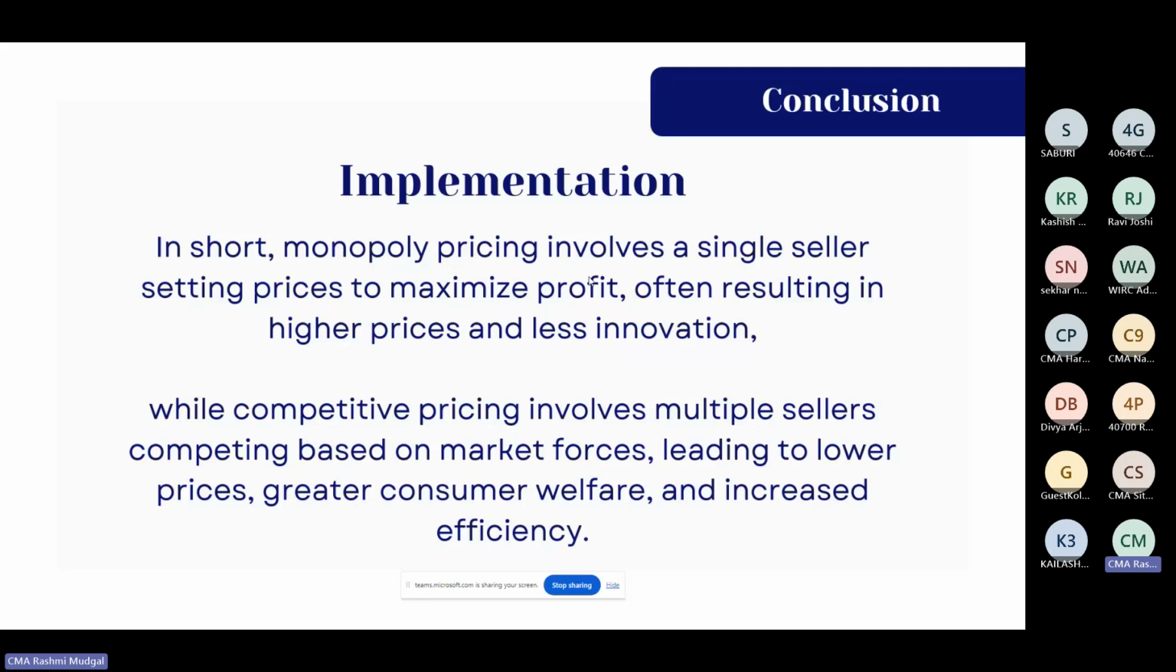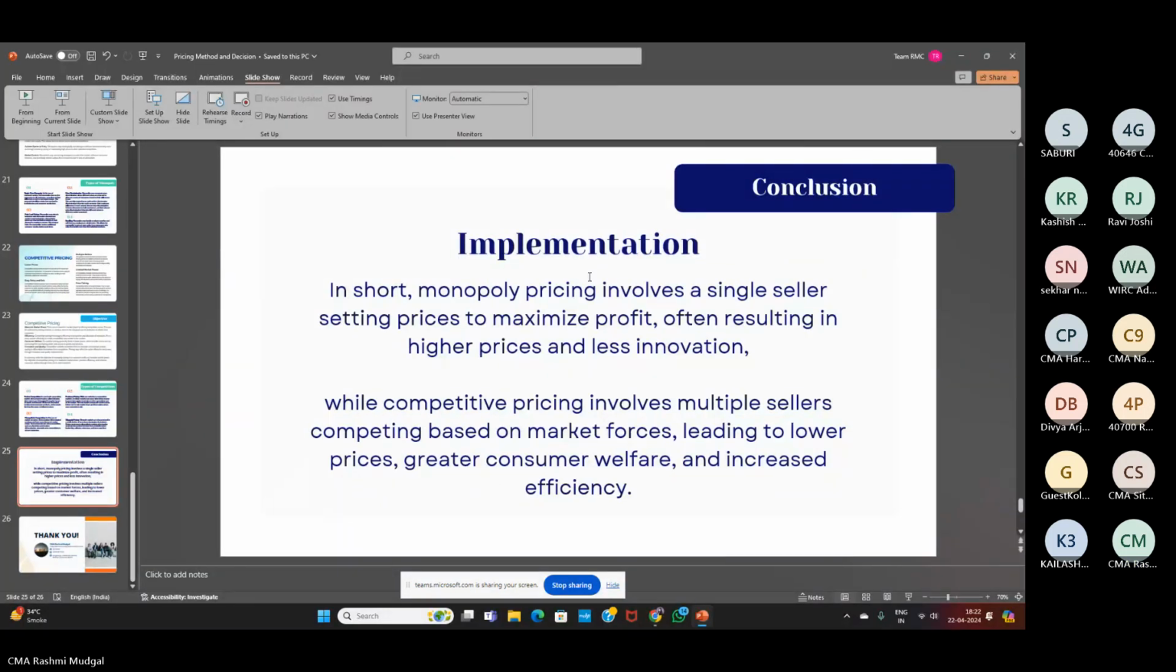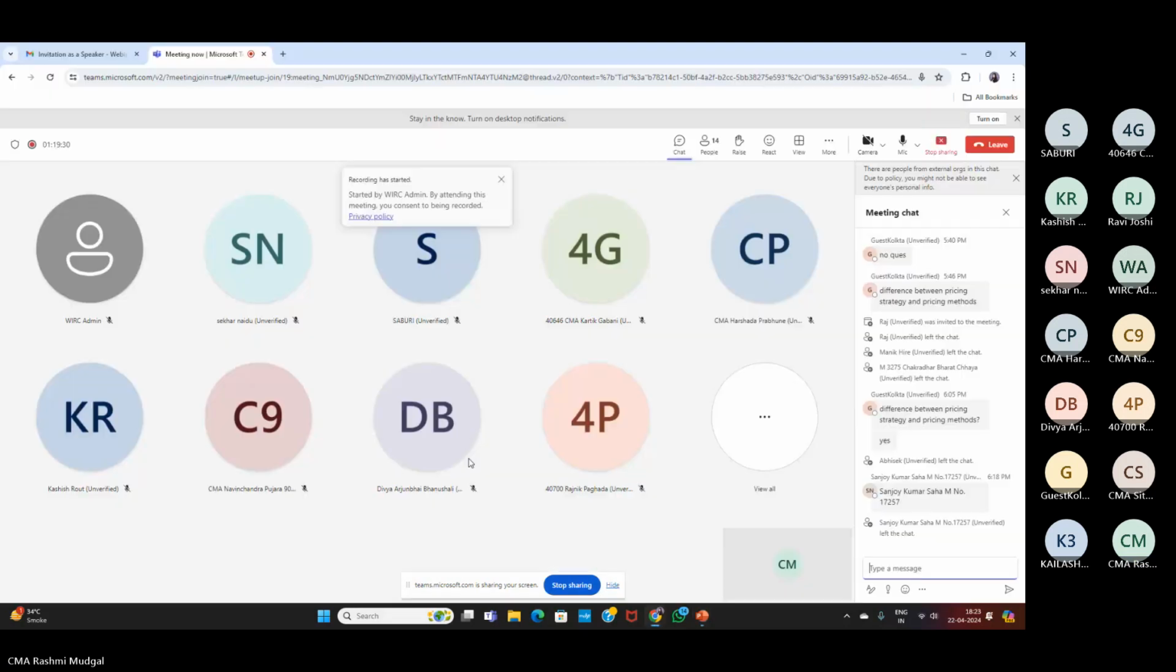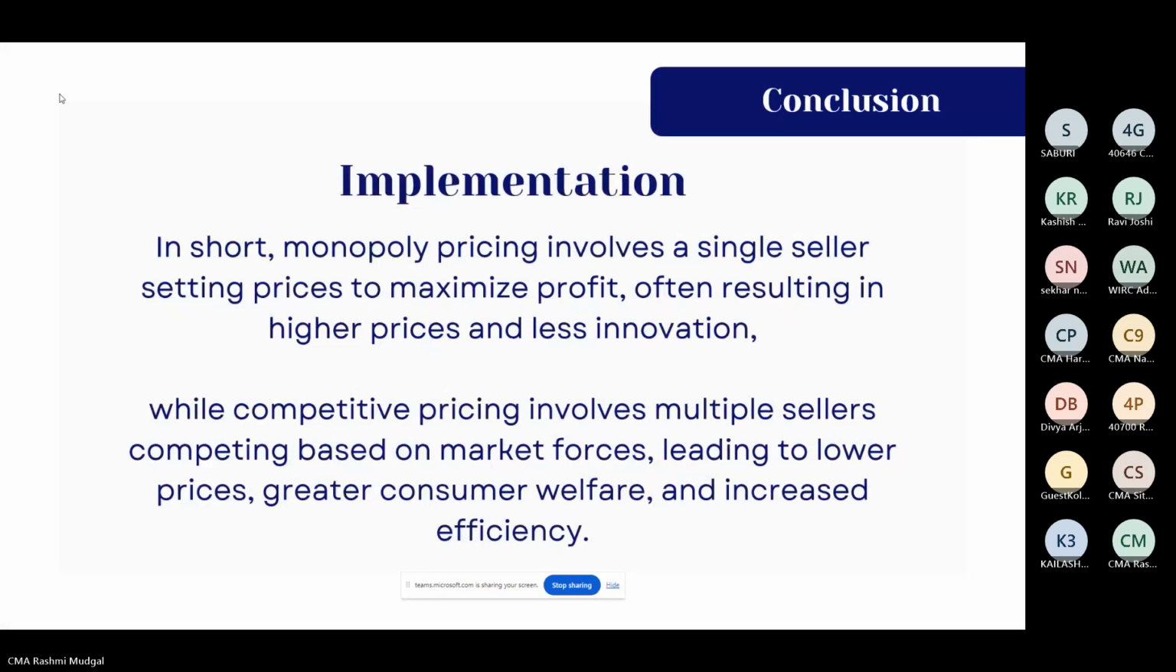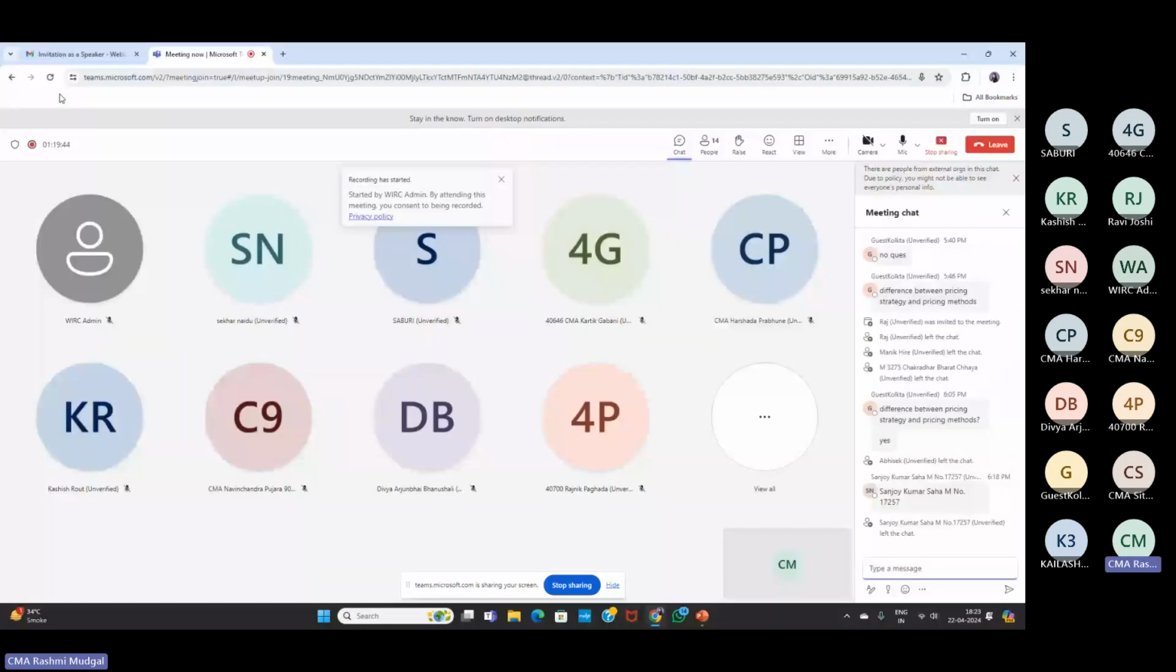But sometimes we can go with the monopoly. And if I am a business owner, I will always want to be a monopoly person. But as a customer, I always want competitive pricing. Okay, so this is the conclusion. Is there any question? Is there any question?